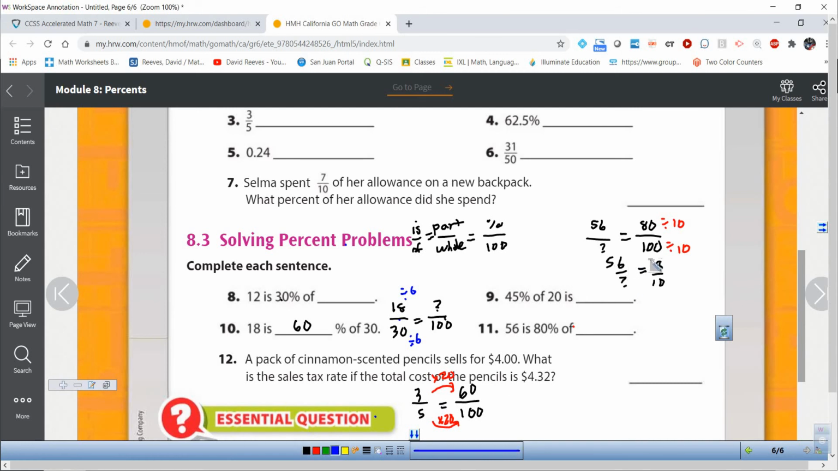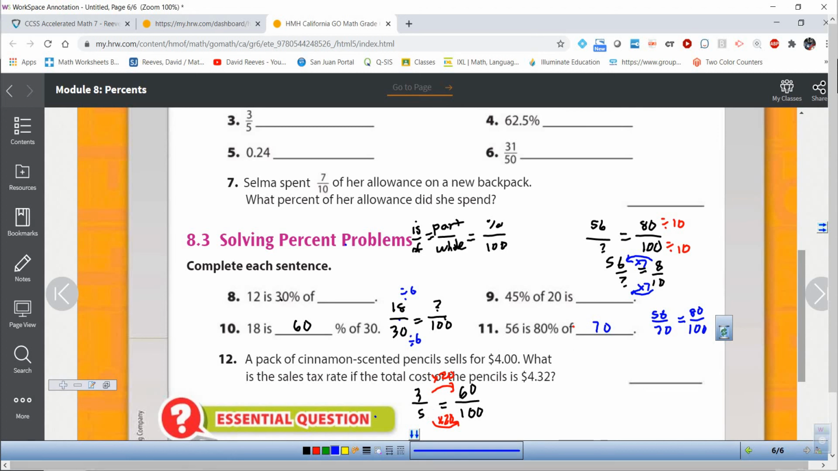And now I can see that number is 7 times bigger. And if that number is 7 times bigger, that number has to be 7 times bigger. So that question mark that I didn't know, 10 times 7 is 70. So what am I saying? Having 56 out of 70 is the same as having 80 out of 100.